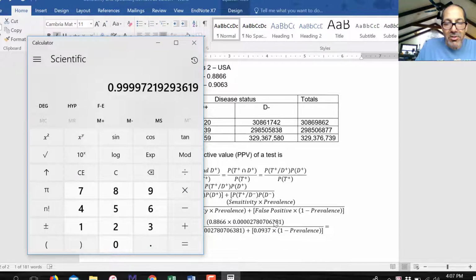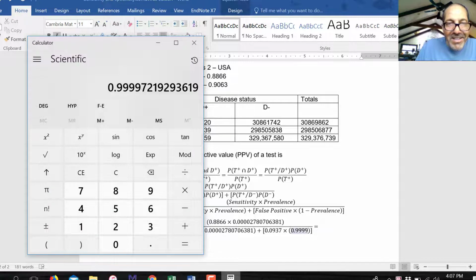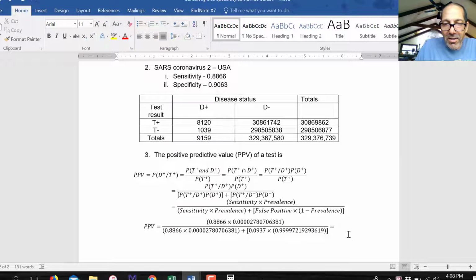So I took this very, very small number, subtracted it from 1, and I get this horribly large probability, 0.9999. Wait, what was it again? There's a lot of nines there, right? You know, I'll include all these digits for accuracy: 72192936619. All right, there you go. So now we have our equation and we're good to go. So we just need to complete this and we're done.